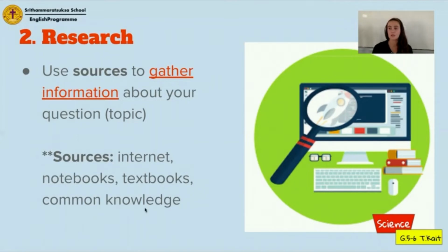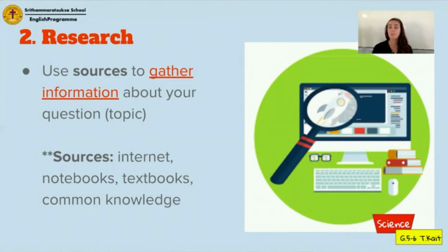And common knowledge. So things like, if we drop a ball, we know it is going to fall to the ground, right? It is not going to go up in the air. We all know that. So that's common knowledge. So research for our example experiment would be, let's look up some information about plants.